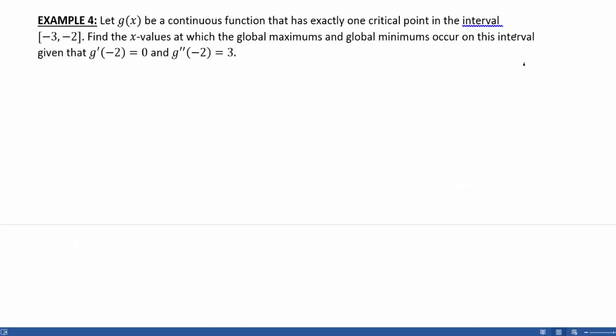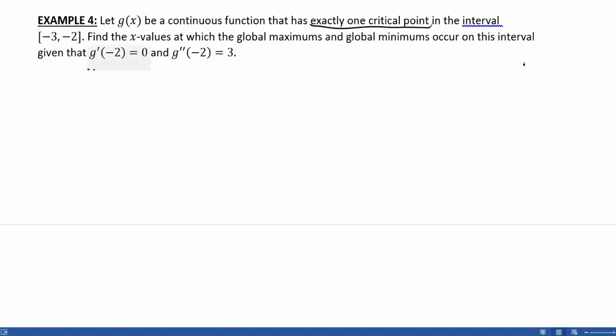Example 4. Let g of x be a continuous function that has exactly one critical point and is in the interval -3 to -2. Find the x values at which the global maximum and global minimum occur on this interval, given that the derivative of g at -2 equals 0 and the second derivative of g at -2 equals 3. So here, we have to use the given information to figure out what we know about this function and use that information to determine how we can figure out the global maximum and the global minimum.